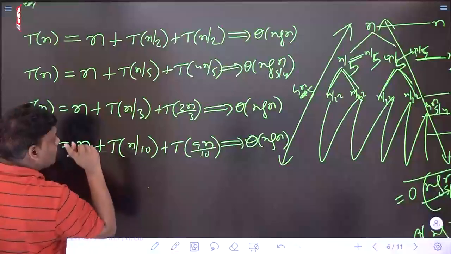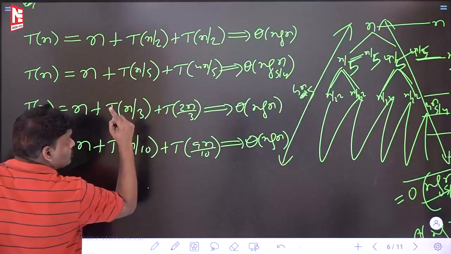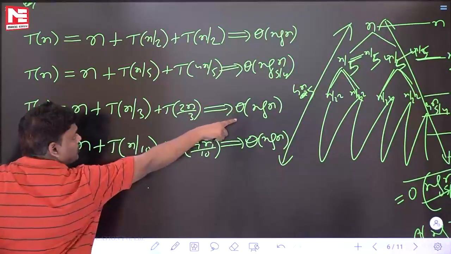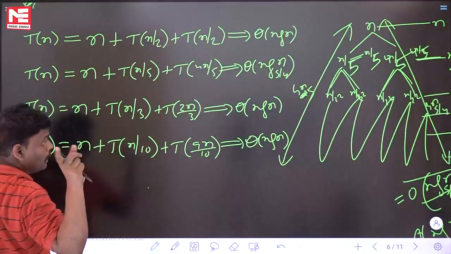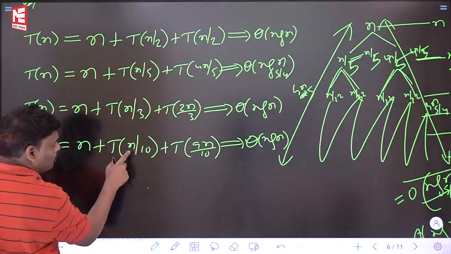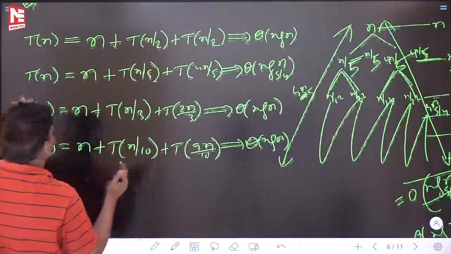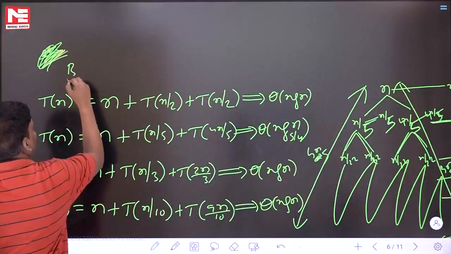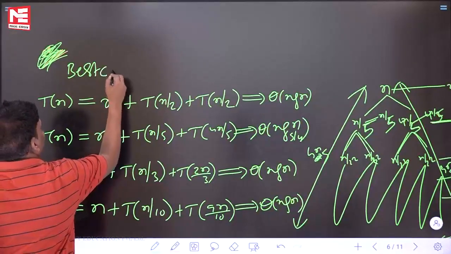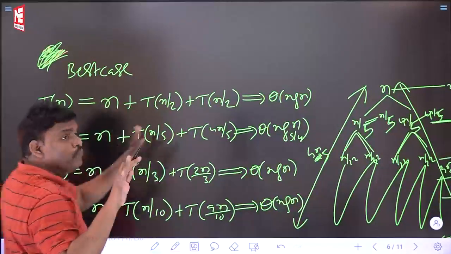Next, out of 99, 33 on one side, 66 on the other side. Then also best case and average case come. Out of 100 people, 100 by 10 people on one side, 90 people on the other side. Then also quicksort will give best case and average case. Until now people are thinking that quicksort will give best case only with 50-50.